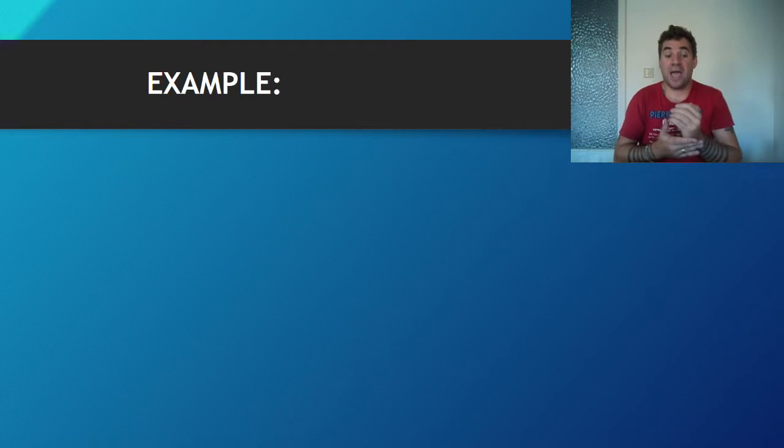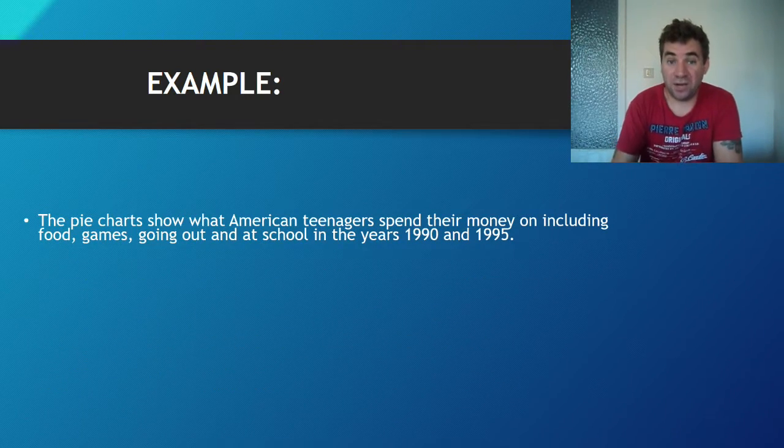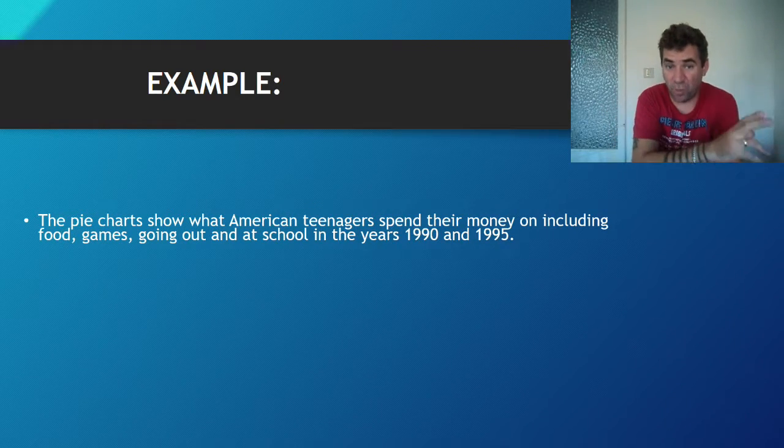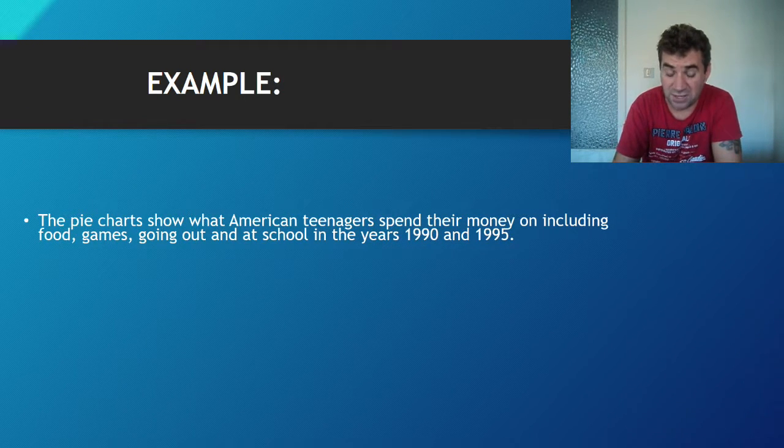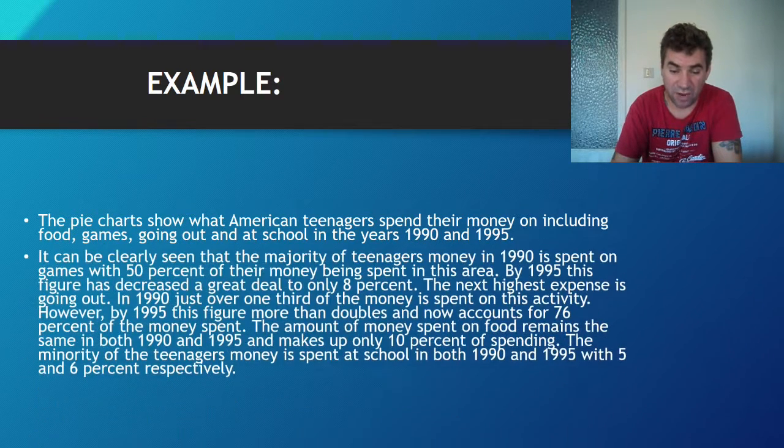So here is my introduction, my rephrasing of the question. It says, the pie charts show how American teenagers spend their money, including food, games, going out, and at school in the years 1990 and 1995. So you can see here, I haven't copied from the question, and I've tried to put it in my own words, and I've included all the relevant information. So next, I'm going to do some of the main trends and do some comparing.